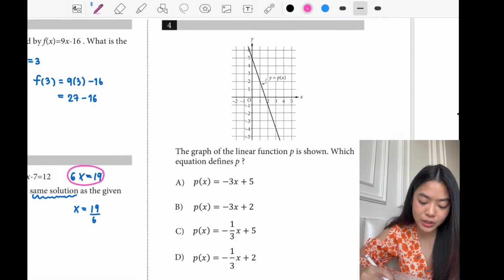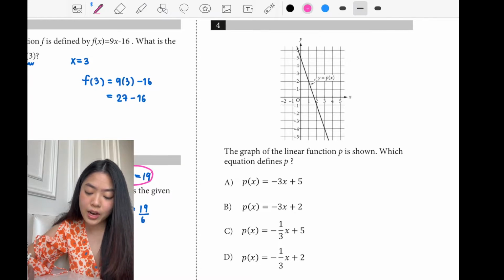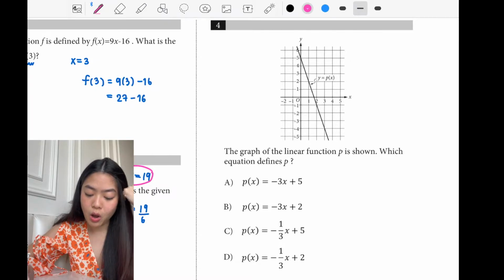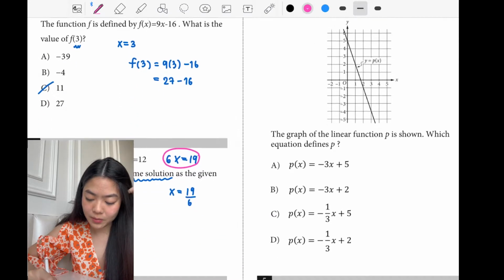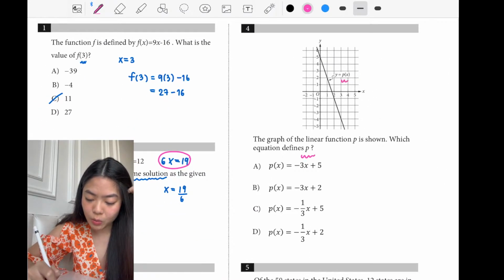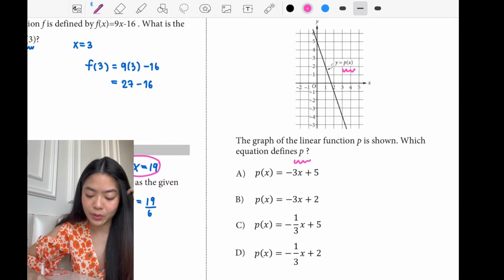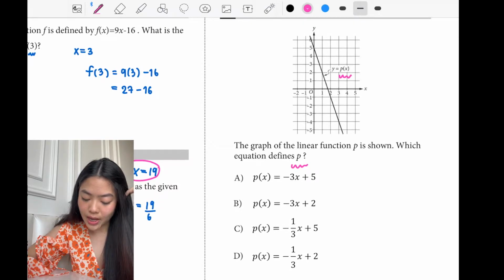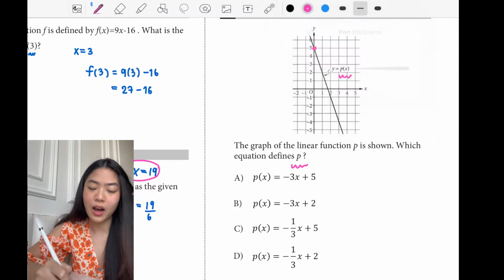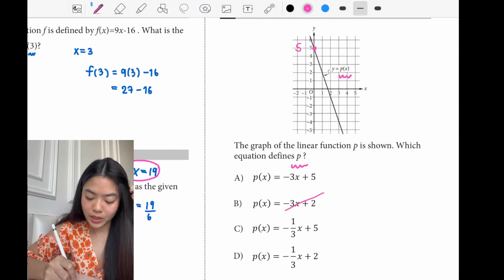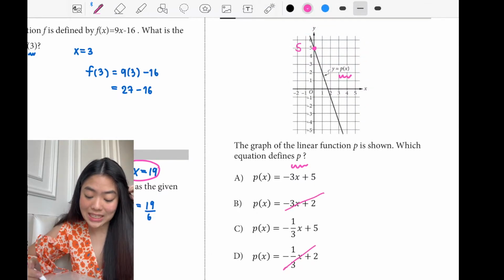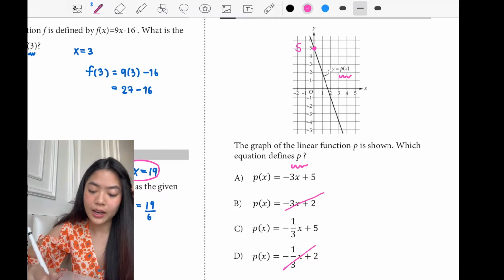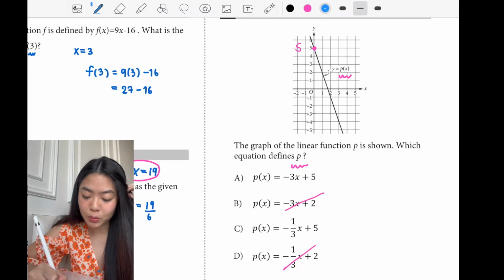Okay. Next one, question 4. The graph of a linear function f is shown. Which equation defines f? Okay, so we want to find which equation defines this linear function. So as you can see here, what should we do? We can find the y-intercept, which is 5. So we can cut B and D out, and then we can find the gradient by using any 2 points.